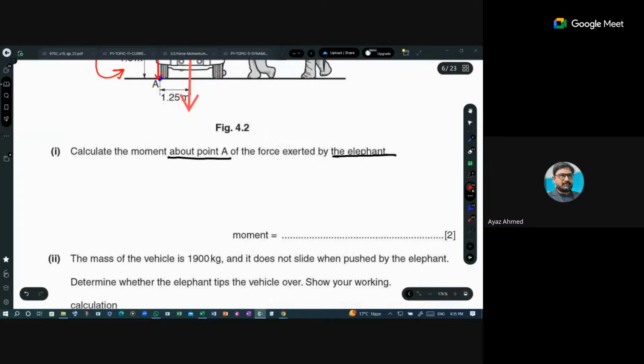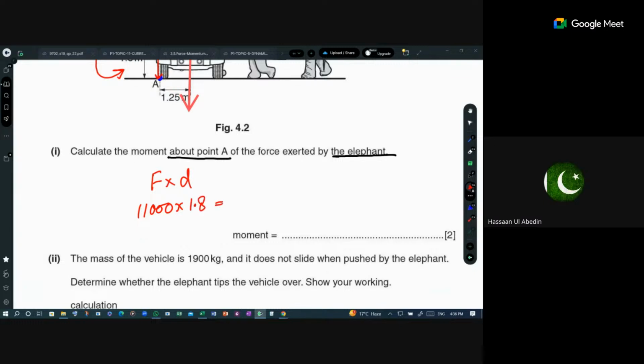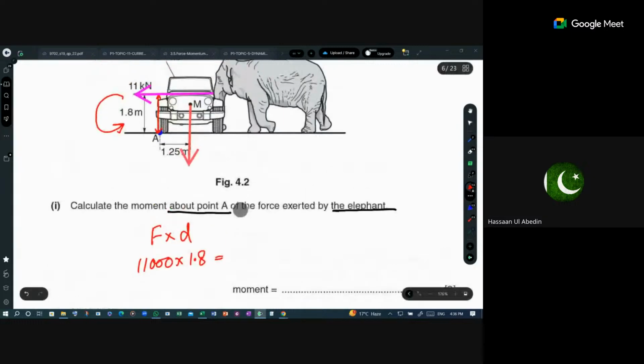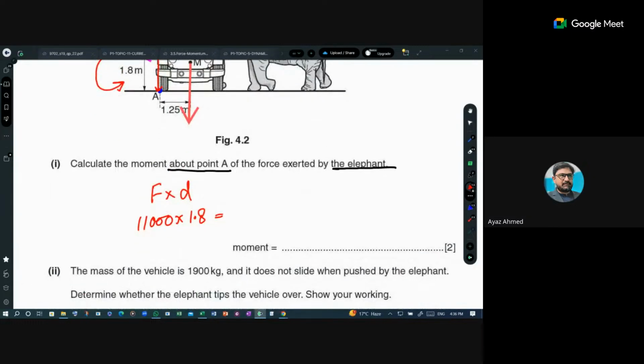So you can simply say that it is F times D, which is basically equal to 11,000 times 1.8. So what will be the answer? 11,000 into 1.8 is 19,800 Newton meter, which is almost 20,000 Newton meter. Got it?